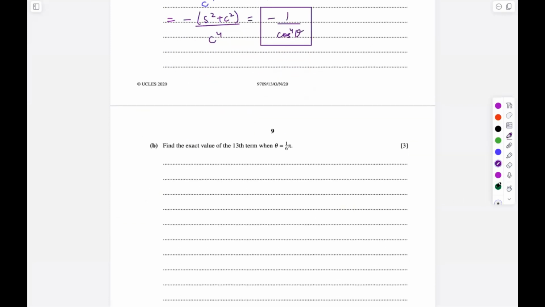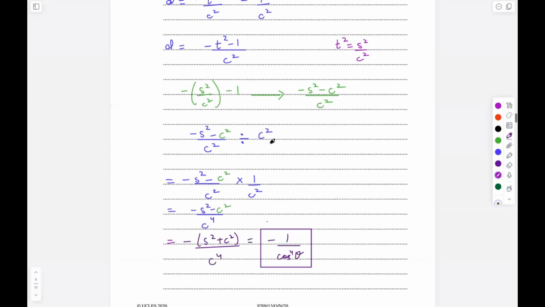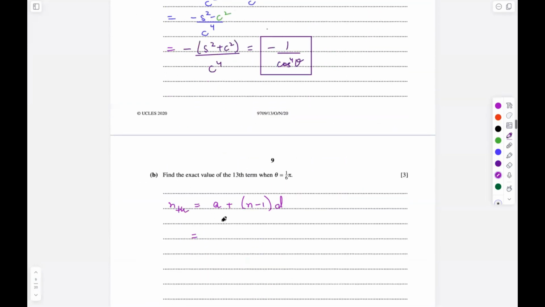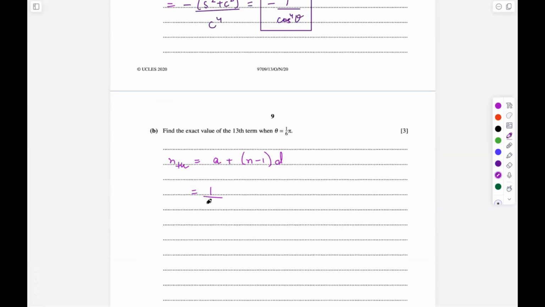In part B, it says find the exact value of the 13th term when theta is equal to 1 upon 6 pi. Now we know that the nth term of an arithmetic progression is given by a plus n minus 1 into d. So the first term in this question was given as 1 upon cos squared. So we can write it as 1 upon cos squared theta plus n minus 1, so that will become 13 minus 1 into d, which is 1 upon cos to the power 4 theta.